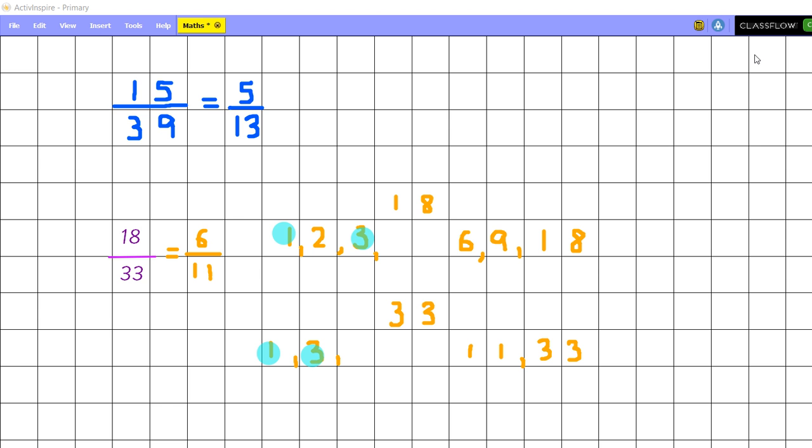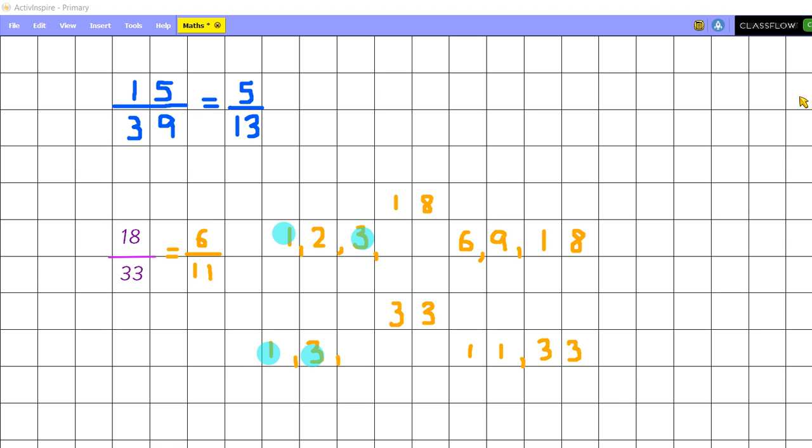Okay, so hopefully you have done that. You will have got the answer 5/13. You would have found that the highest common factor is 3. So 15 divided by 3 is 5. 39 divided by 3 is 13. Okay, so very well done if you did that. So your learning is posted below for today.